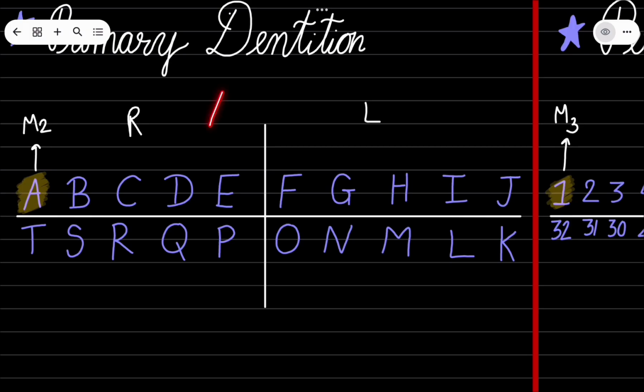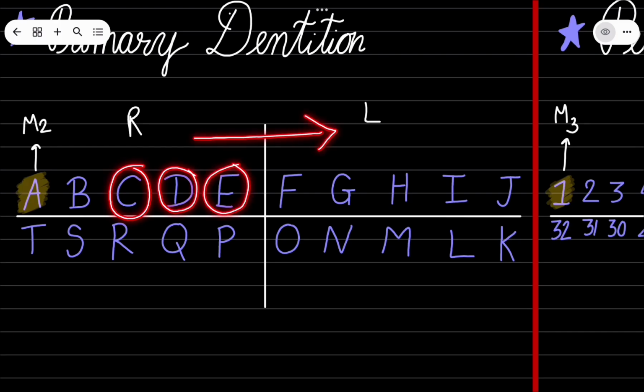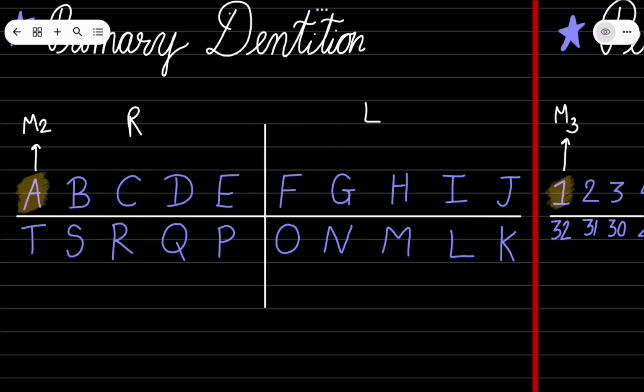So the letter A will be given to the right deciduous second molar. So A, first molar will be B. There are no premolars in the deciduous tooth, so the canine will be given C, the lateral incisor D, and the central incisor as E. Then we'll move on to the maxillary left quadrant, then into the mandibular left quadrant, and then into the mandibular right quadrant, ending with the letter T.